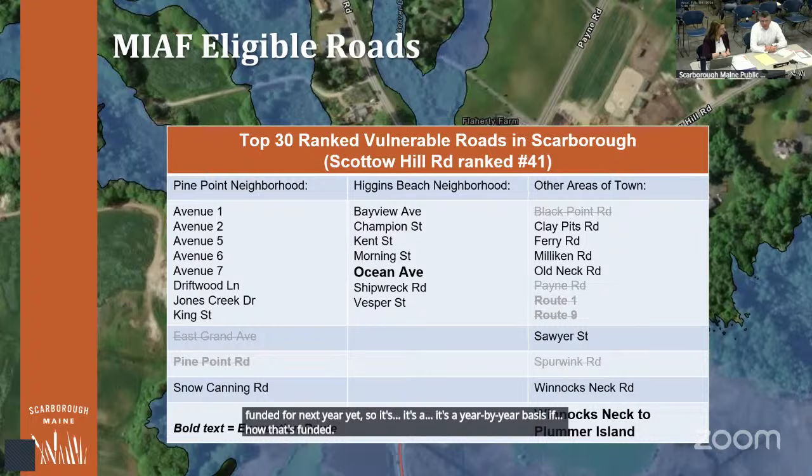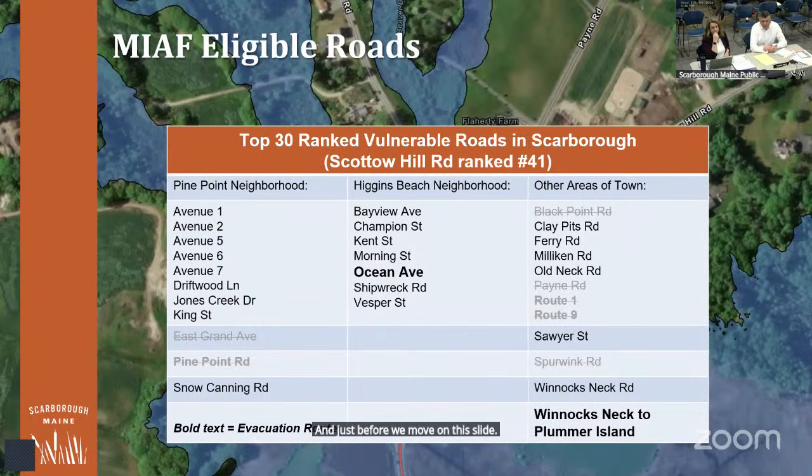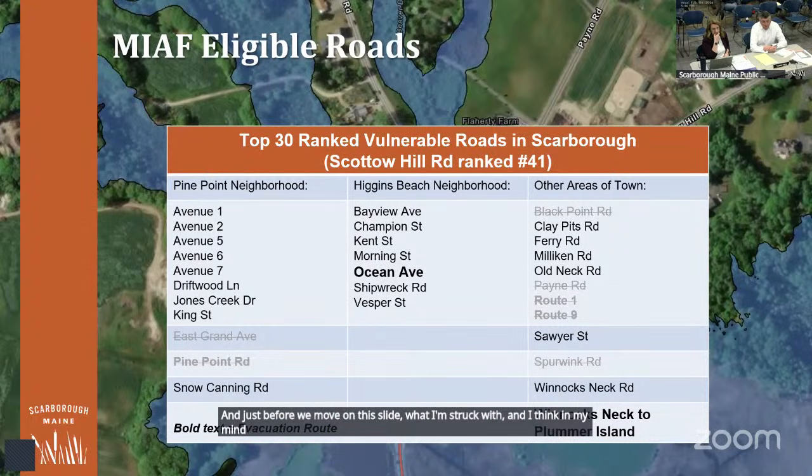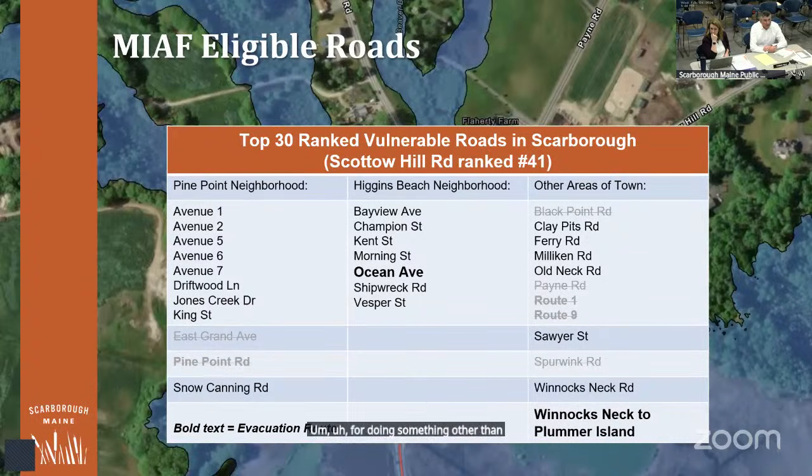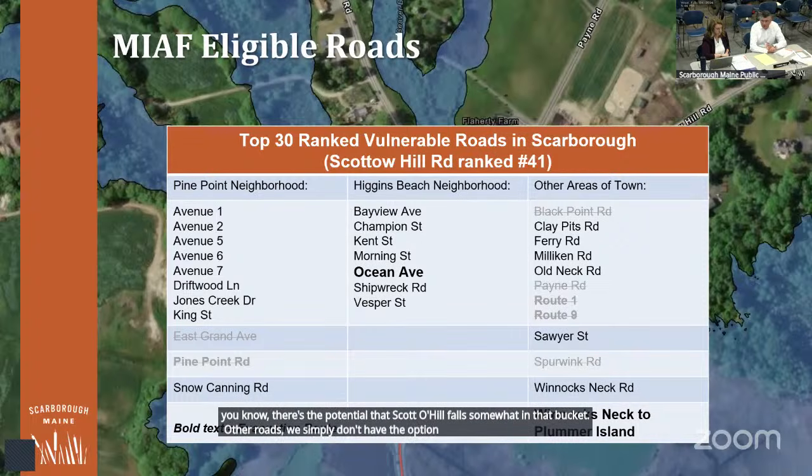And just before we move off the slide, what I'm struck with, and I think in my mind it came up in the Sawyer Street discussion, is that we've got a lot of need. And frankly, I don't know that we have many opportunities for doing something other than fixing our infrastructure and kind of doing what we've always done. That's why in my mind Sawyer Street made some sense. That's why I think there's the potential that Scotto Hill falls somewhat in that bucket. Other roads, we simply don't have the option. It would be looking at a conventional fix.